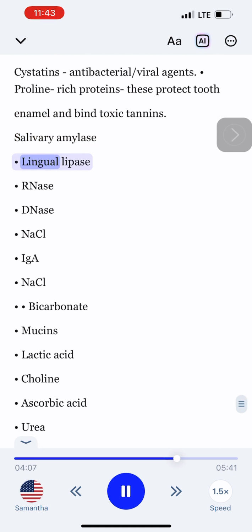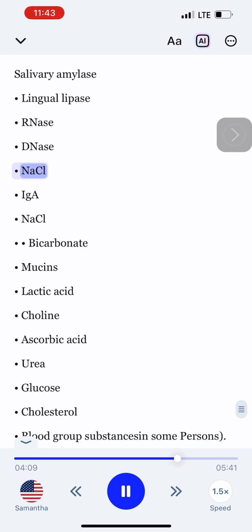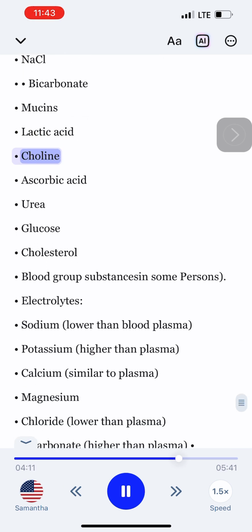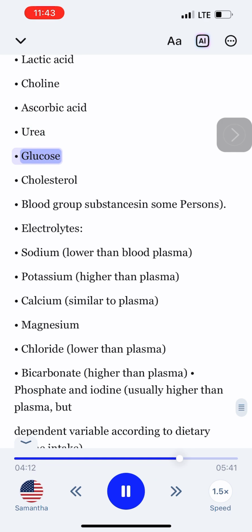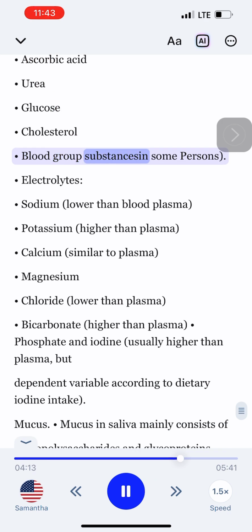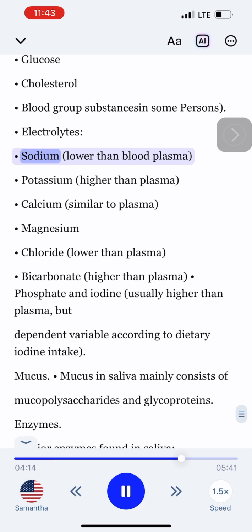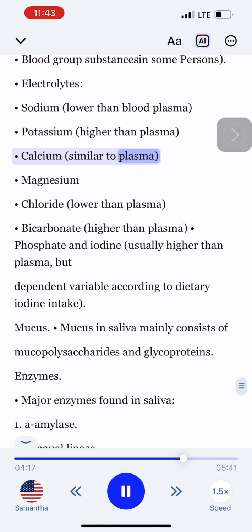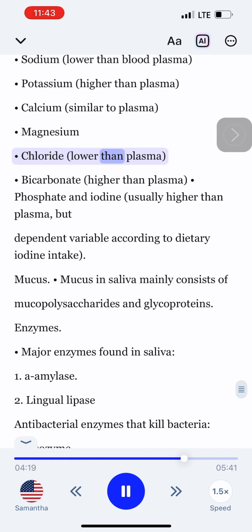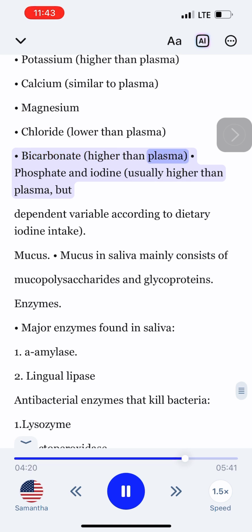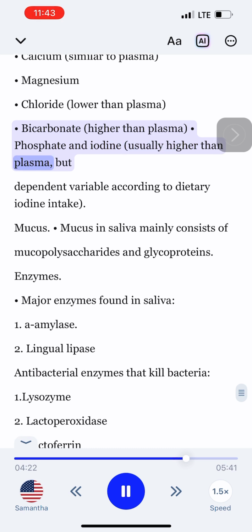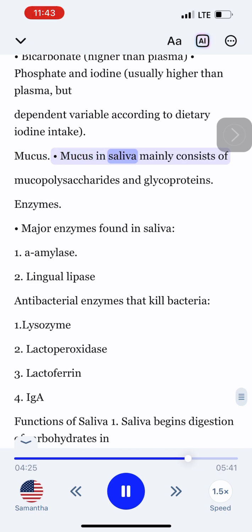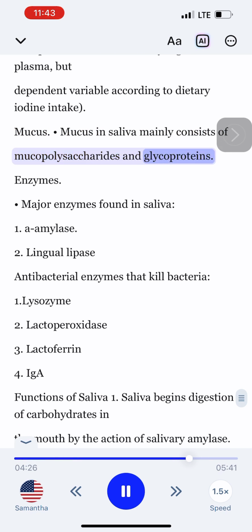Salivary amylase, lingual lipase, RNase, DNase, NaCl, EGF, bicarbonate, mucins, lactic acid, choline, ascorbic acid, urea, glucose, cholesterol, blood group substances in some persons. Electrolytes: sodium, lower than blood plasma; potassium, higher than plasma; calcium, similar to plasma; magnesium; chloride, lower than plasma; bicarbonate, higher than plasma; phosphate and iodine, usually higher than plasma, but variable according to dietary iodine intake. Mucus. Mucus in saliva mainly consists of mucopolysaccharides and glycoproteins.